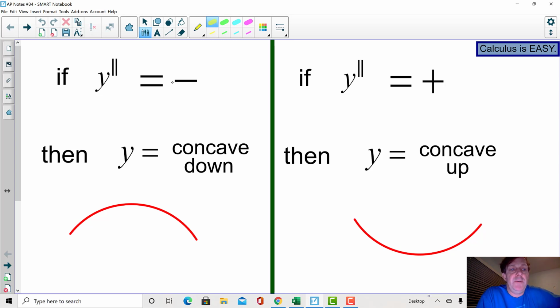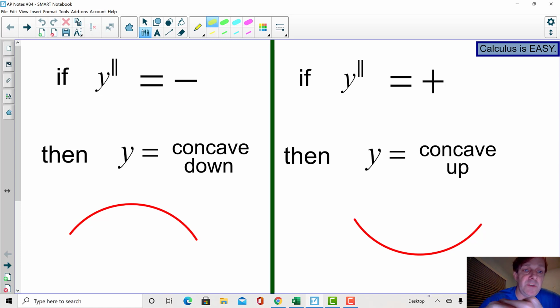In the past, we learned that if your first derivative was positive, it meant that your original function was increasing. And if your first derivative was negative, it meant that your original function was decreasing. Now we're going to do one more derivative, and then we're going to check the value to see if we get a positive or a negative.